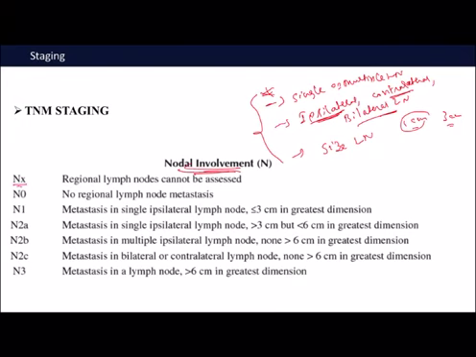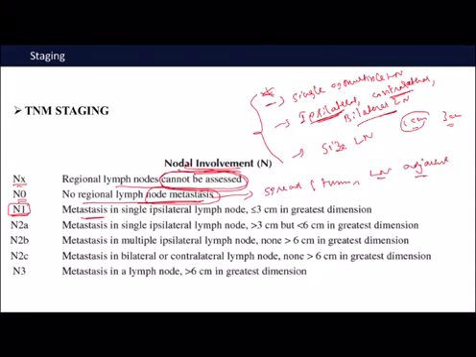Now here NX stands for regional lymph nodes cannot be assessed. Again, there is no assessment for these, so it doesn't mean that it has not developed, neither that it is present, right? And N0 means no regional lymph node metastasis, it has not been involved, right? Whereas when it comes to N1, now here it starts. Metastasis has already started. What do you mean by metastasis over here? Metastasis means spread of tumor from your lymph nodes to the adjacent structures, right?